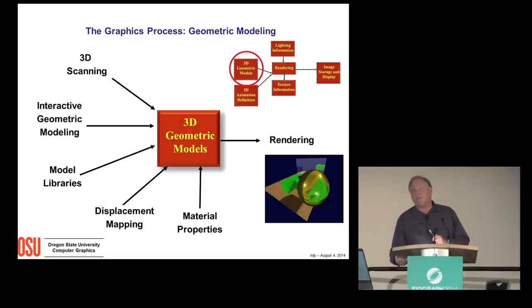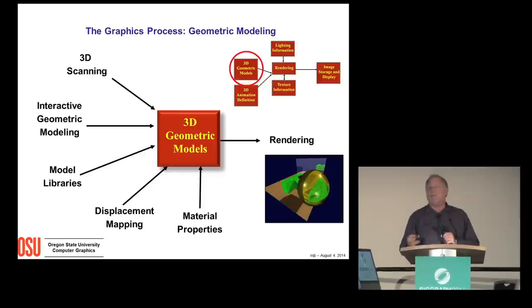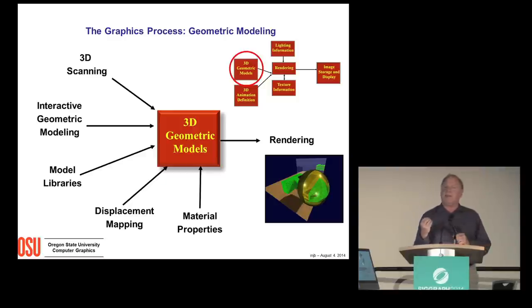For instance, who has seen Guardians of the Galaxy? Yes. Of course, this group would be mostly Guardians of the Galaxy cognizant. There's a lot of things that blow up in Guardians of the Galaxy, right? Well, that's part of the geometric modeling. You model things to look like what they really are, but you model them in a certain way that the pieces are separable, so that when you're doing an animation of an explosion, those separable pieces can fly apart.